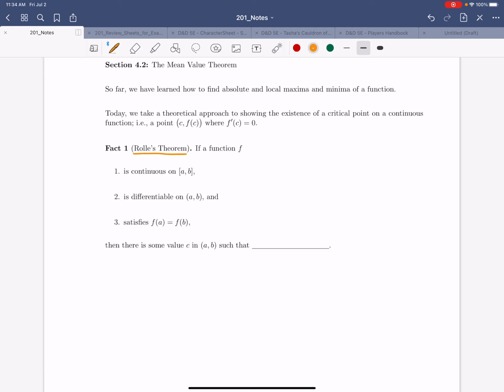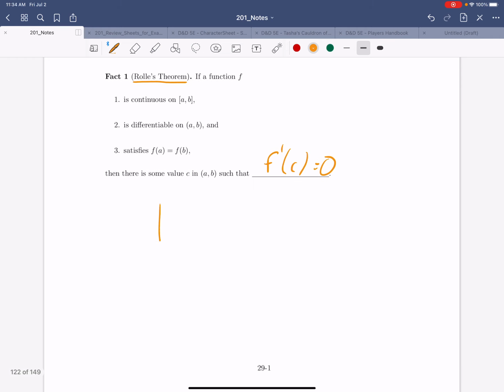This is what Rolle's theorem says. If a function is continuous on the closed interval a to b, is differentiable on the open interval a to b, right? That's just a technicality. We never talk about differentiability on a closed interval. And if it starts where it ends, at least on that interval, f of a equals f of b, then there's some value c in the open interval a to b such that f prime of c equals 0. And this is one of these theorems where if I draw a picture of it, I think you'll say, oh yeah, that's obviously got to be true.